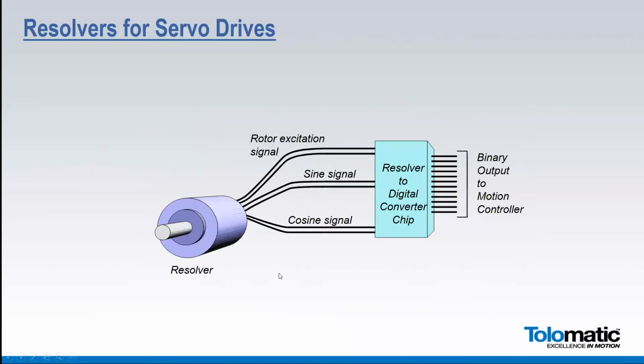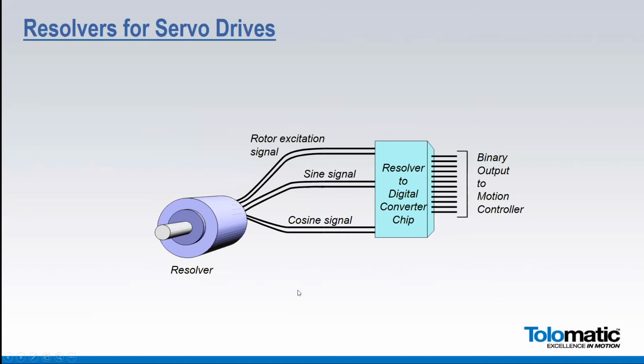And the one additional piece you need with a resolver system is a resolver-to-digital converter chip. And this usually resides in the servo drive. And so that generates the rotor excitation signal, and it receives the sine and cosine signal, and then it communicates the position back to the motion controller.